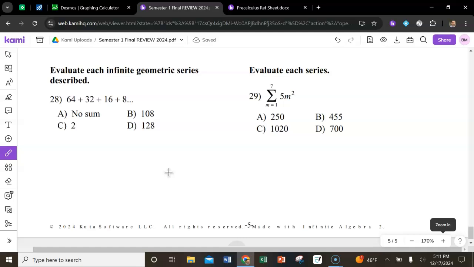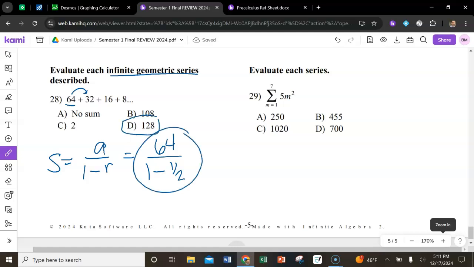On 28, the sum of the infinite geometric series, the formula for that is A over 1 minus R. A is the first term, and again you have this on the reference sheet. A is the first term, which is 64. R is what we're multiplying by from one term to the next. So we are halving those numbers, so that's 1/2. And if you type that into the calculator, you get 128. I think that's the only option that even makes sense there, by the way.